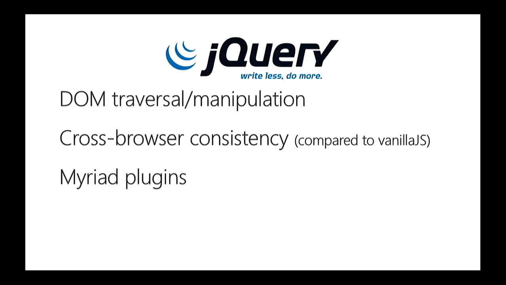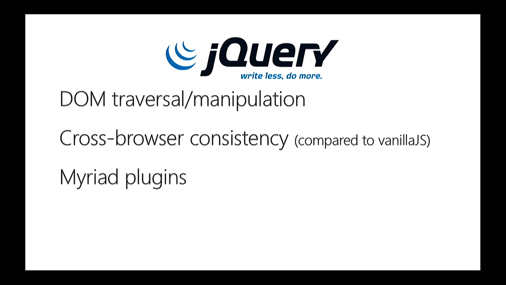So jQuery, DOM traversal and manipulation, right? What that means is that it goes through your actual DOM, your document object model. It looks at your tags, your stylings, and all that in an object way. And it then does stuff to it. So it can move it around, it can remove it, it can hide it, it can create new elements. It's really great for that. Probably even better than vanilla JS or the standard JavaScript.